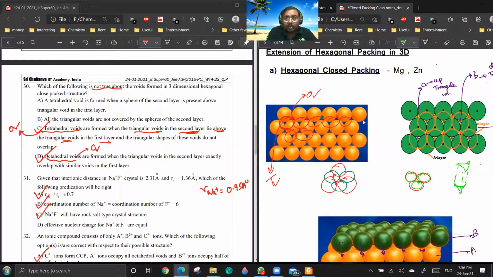So it is like a prism. You have a triangle up, a triangle down, and connected by dots. Yes or no? Yes, sir. So it will be some sort of not exactly triangular cubical void.